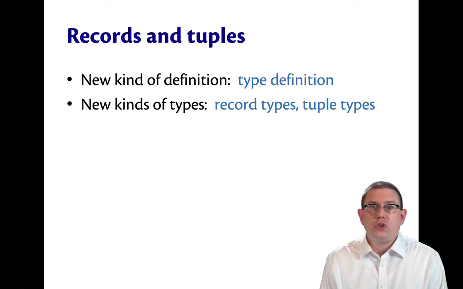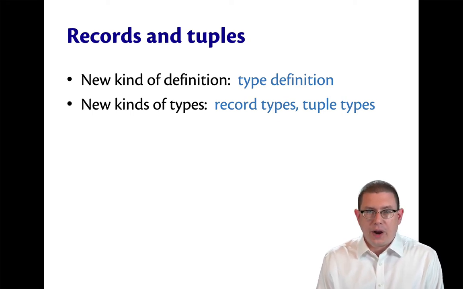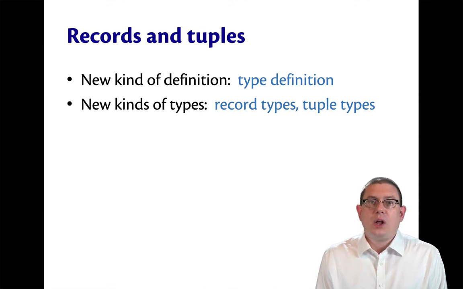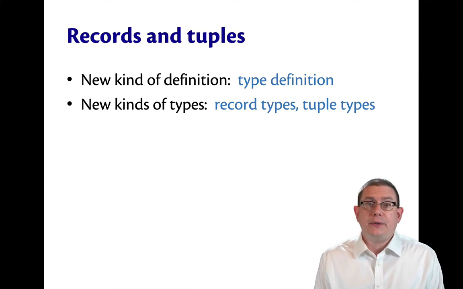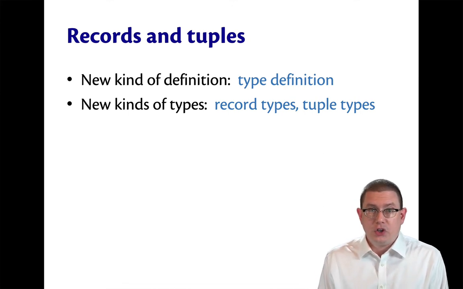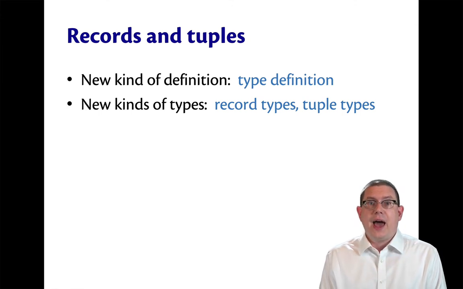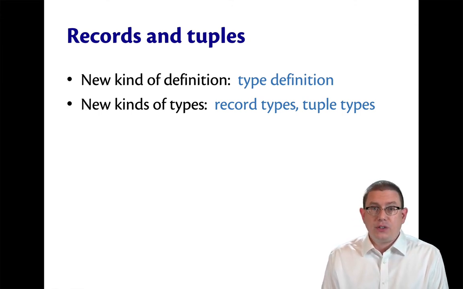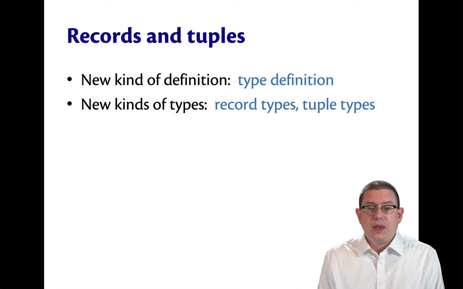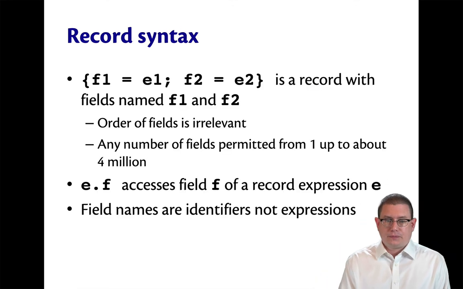We introduced two new data types in OCaml, records and tuples. We want to study their syntax and semantics. So I snuck in, along with these, a new kind of definition, a type definition. We had seen definitions of values before with the let syntax. Now we have type definitions with the type keyword. And we have two new kinds of types, record types and tuple types.